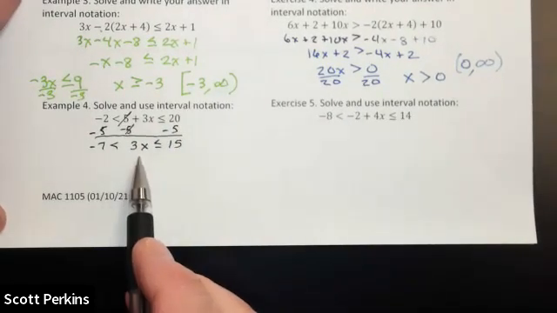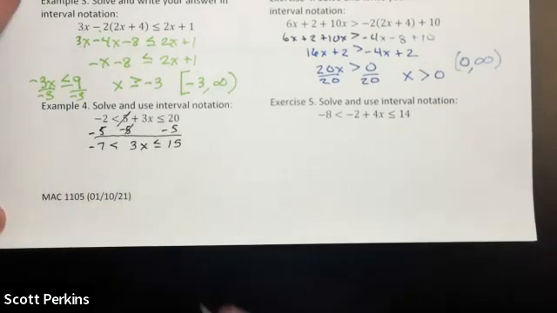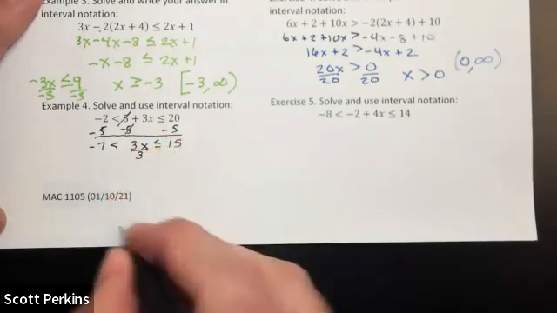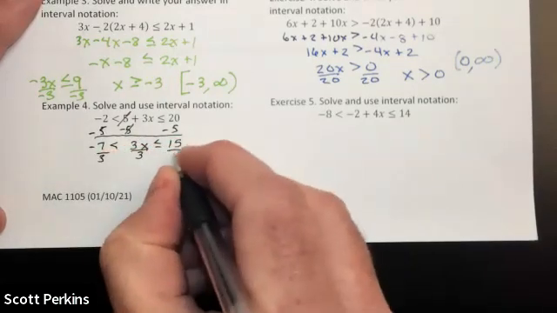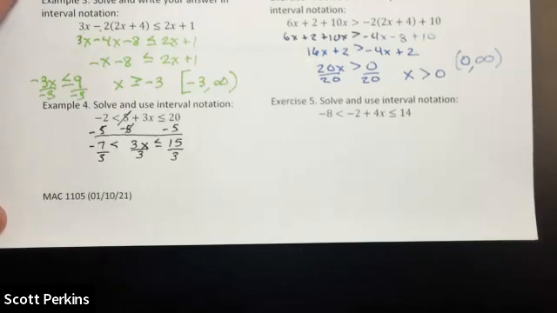Same thing is true with this second step. To get the x by itself, I'm going to divide by 3. I'm almost 100% positive everyone would say that. So when I divide by 3, I do that now on all parts of this inequality. So I divide by 3 on the left, I divide by 3 in the center, I divide by 3 on the right. And now I get my boundary of answers that would have satisfied the original inequality.